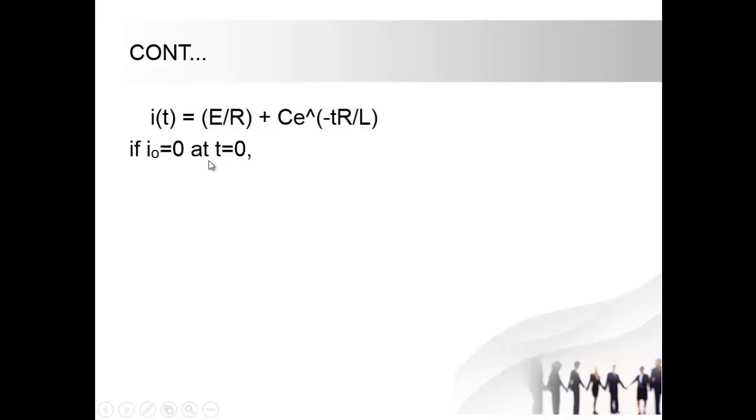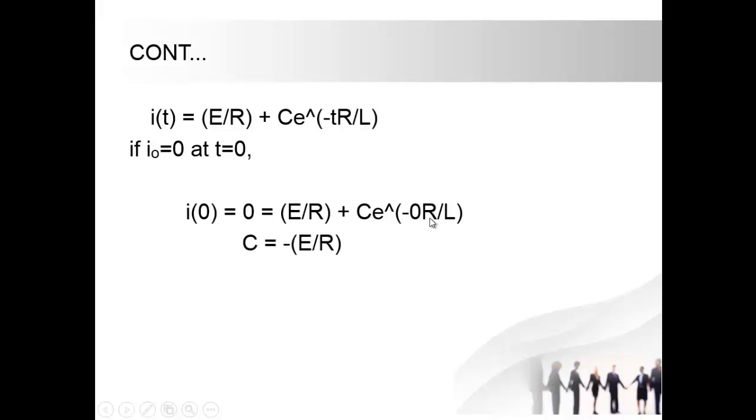And if I naught is equal to 0 at t equals to 0, I of 0 is equal to 0. This is equal to E over R plus C e raised to the power of negative 0 R over L, which gives C is equal to negative voltage over R. Then the current build up, or I(t), is equal to voltage over resistance minus voltage over resistance multiplied with e raised to the power of negative tR over L.